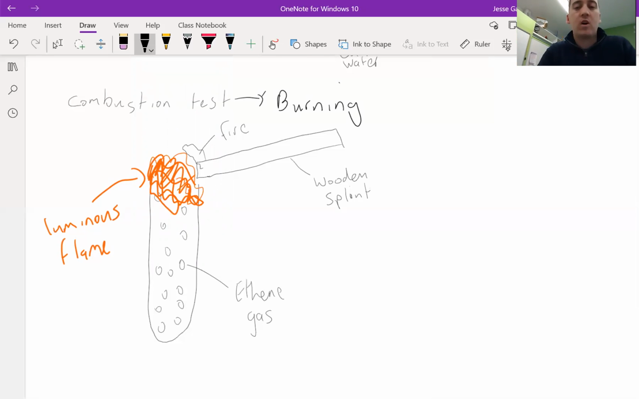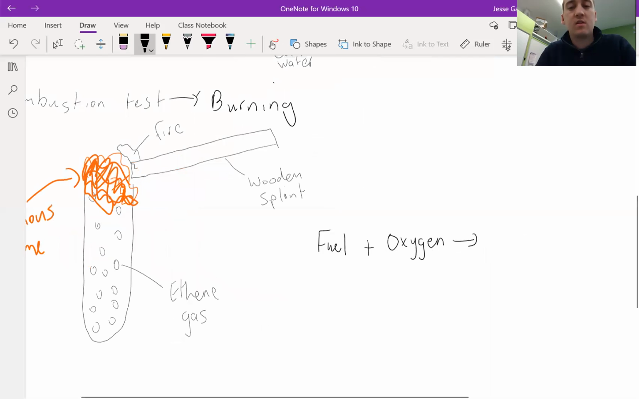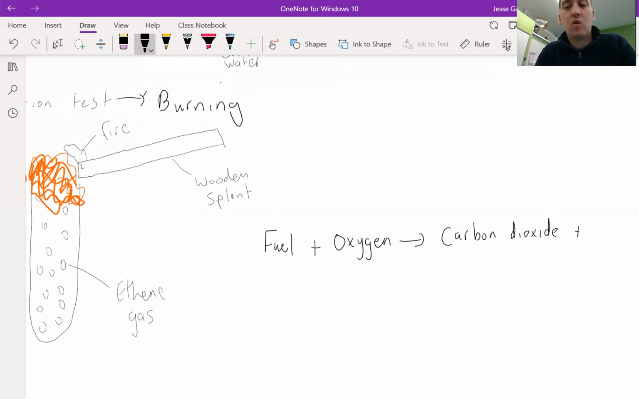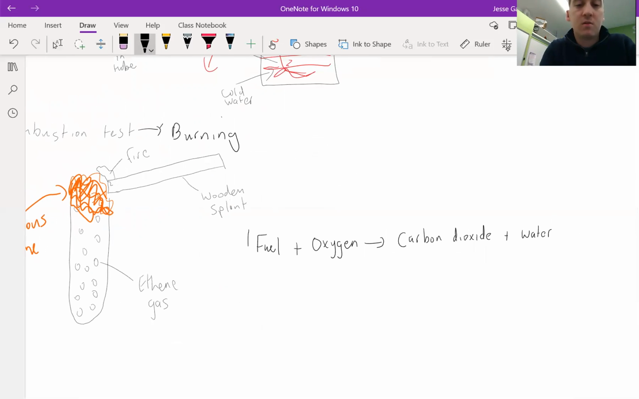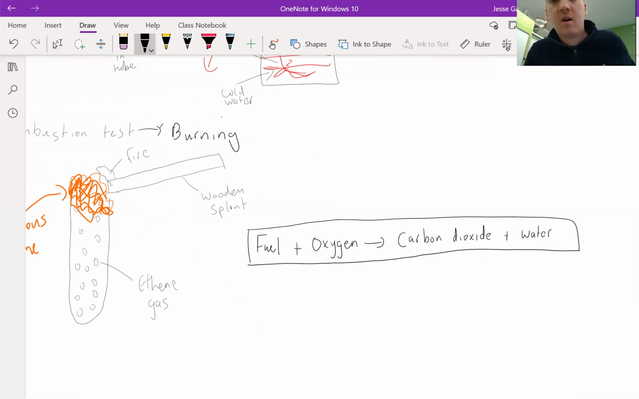Now, this is a fuel. Whenever we burn a fuel, we always produce 2 products. We require a specific gas for combustion, and that is oxygen. So a fuel plus oxygen always gives us the same products: carbon dioxide plus water, always, when we burn a fuel. Ethene is an example of a fuel. This is something that you're going to have to really remember. A fuel plus oxygen always reacts to give carbon dioxide and water.